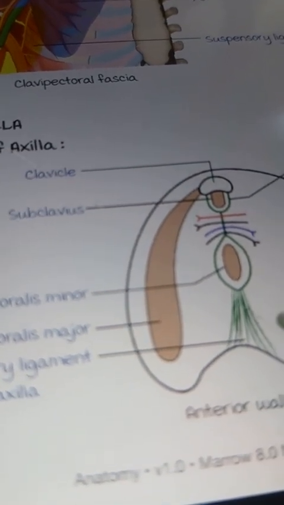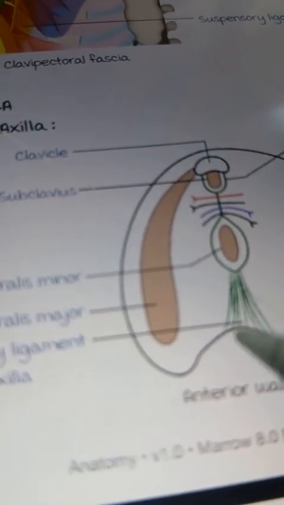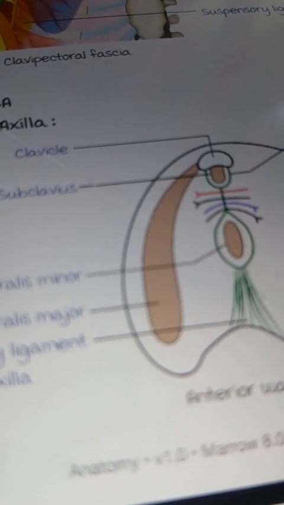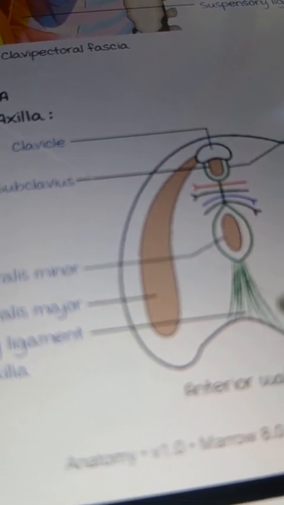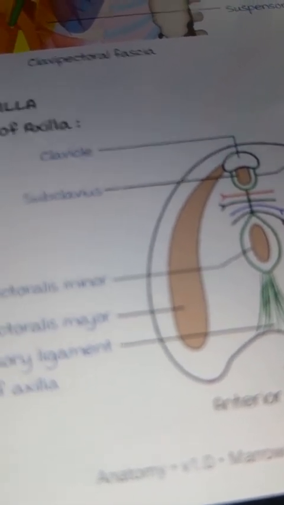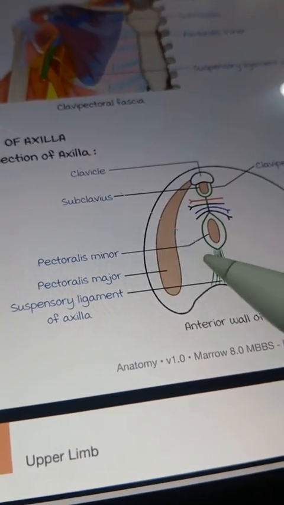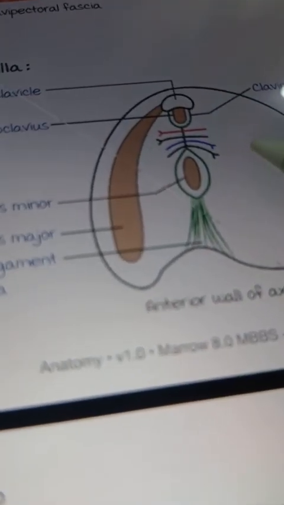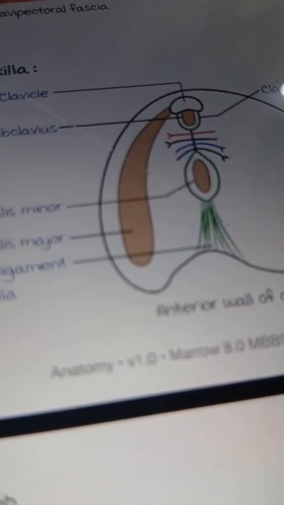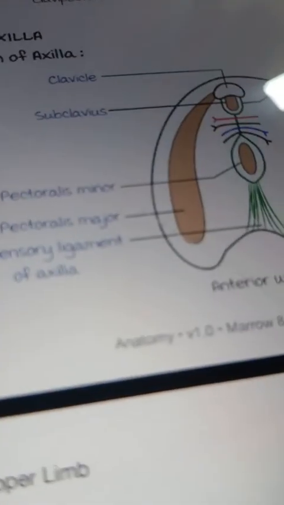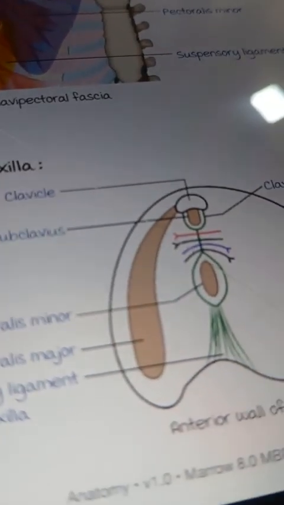And what is the suspensory ligament of the pectoralis minor muscle? The fascia covers the pectoralis minor, and it continues as the suspensory ligament of the axilla. As you can see in this diagram, here it is covering the thoracoacromial artery, the cephalic vein, and the lateral pectoral nerve. That's the contents of the anterior wall of axilla.